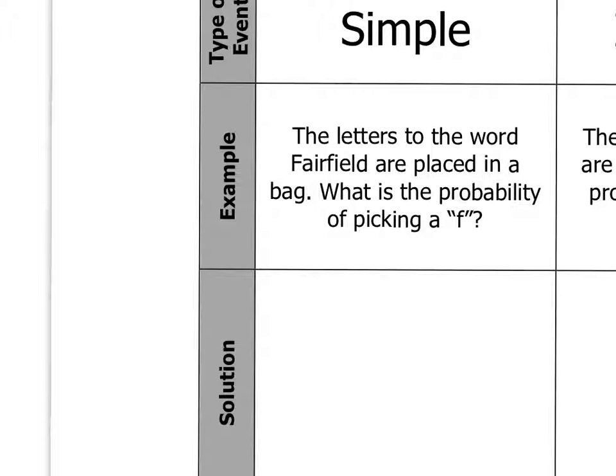So the letters to the word Fairfield are placed in a bag. What is the probability of picking an F? As you can see, there are two F's in the word, right here in the first one, and right there. So that means my probability is going to be 2 out of 9 total letters.